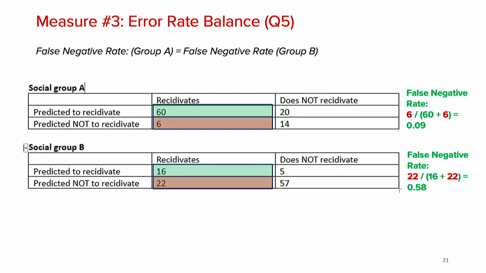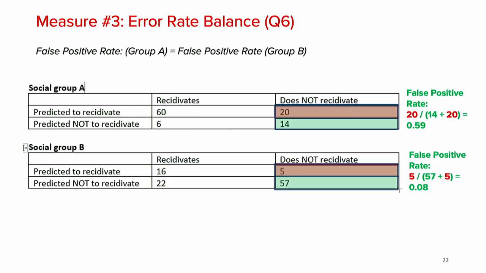Secondly, the next set of measures, Q5 and Q6, have to do with what we'll call error rate balance. Here we're not just looking at the raw numbers of false positives and false negatives, but the false positive rate and the false negative rate. Of the people who actually recidivated, how many were predicted not to recidivate, and how many were predicted to recidivate? The false negative rate for group A is very low, only 10%, whereas here there's almost 60% false negatives. So this is very different between the groups. When we look at the false positive rate, we get similar differences: for group A there's a high chance of false positives, but for group B there's a very low chance of false positives.